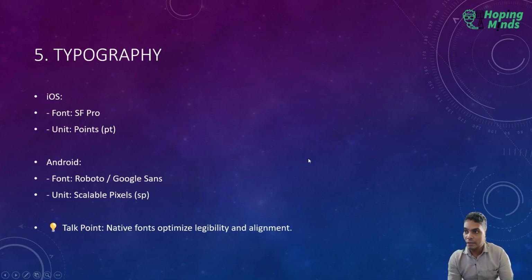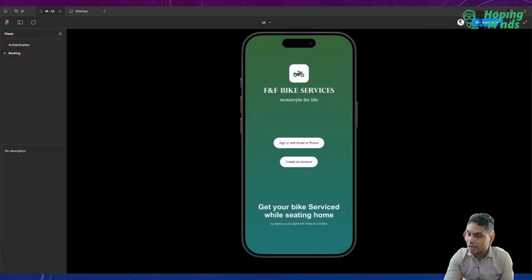5. So this really doesn't matter in terms of branding. I can use a different font. I don't have to completely use Roboto or Google Sans or SF Pro. I can use my own font. But what matters is how you use that typography, how you build your own typography. So let's go back to Figma and see how we have built our own typography system.